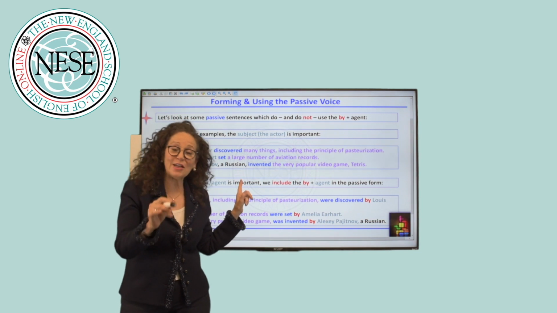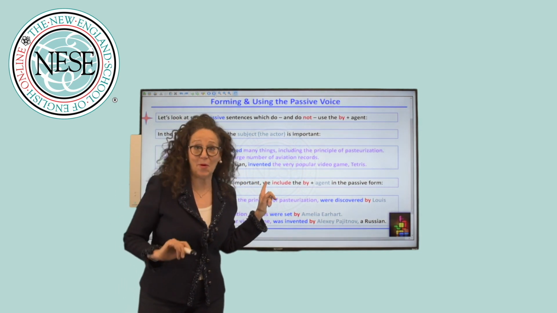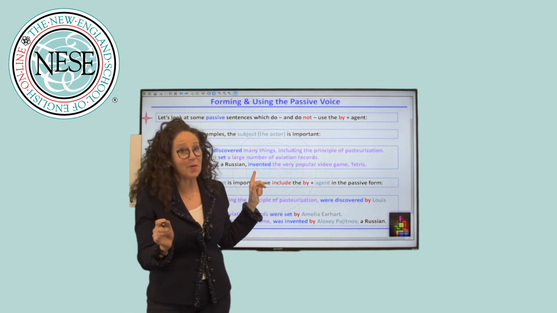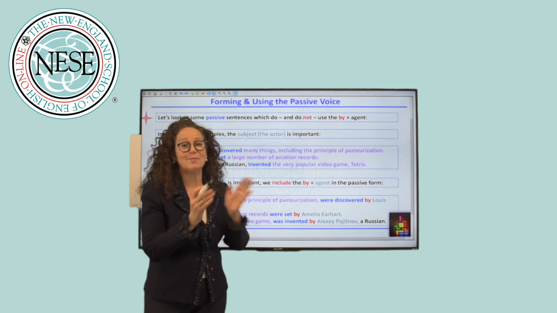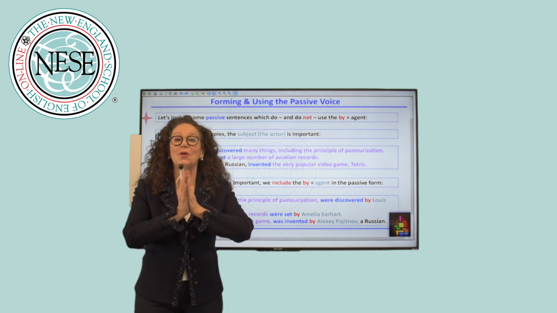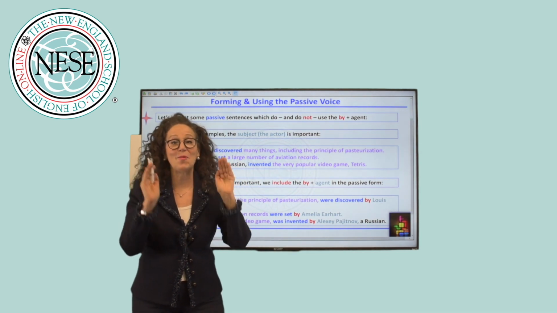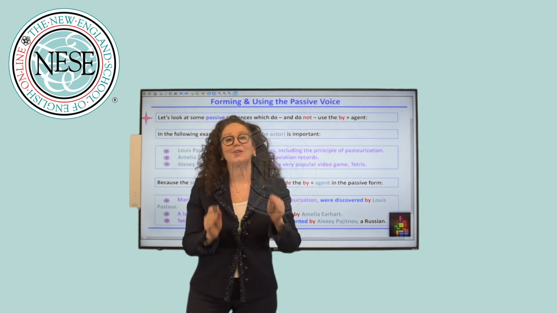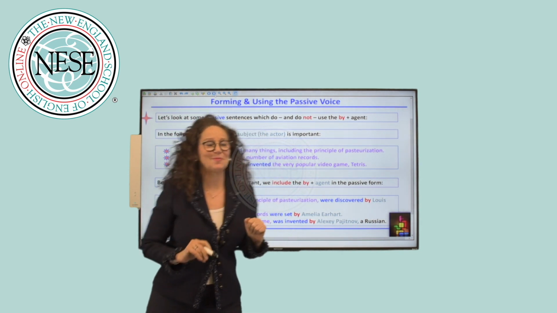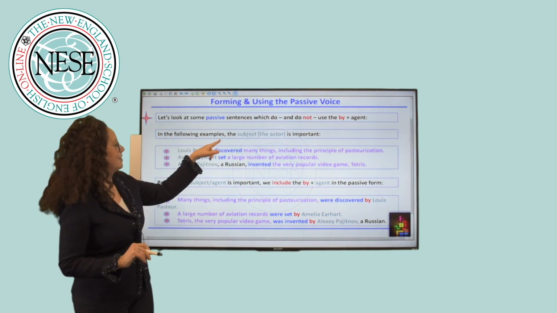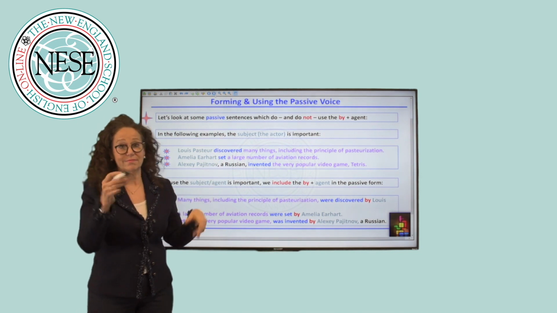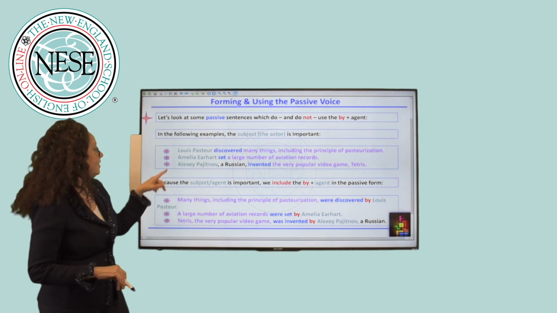And there's a Russian name here. And you remember I was terrible with that German name. I'm probably even worse with this Russian name. So for all you who speak Russian or come from Russia, I apologize in advance for my terrible pronunciation of this Russian name. I do apologize. So in the following examples, the subject, the actor, is important.